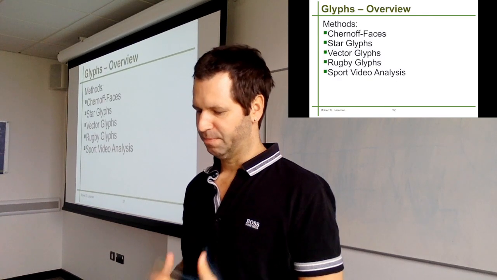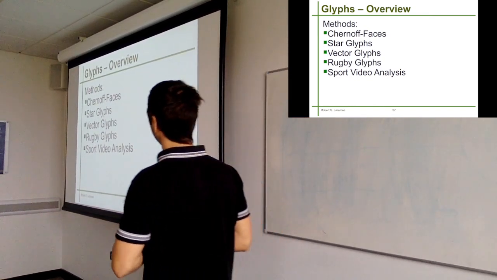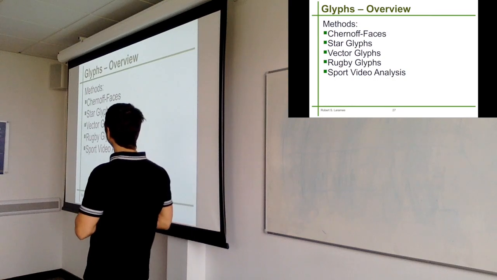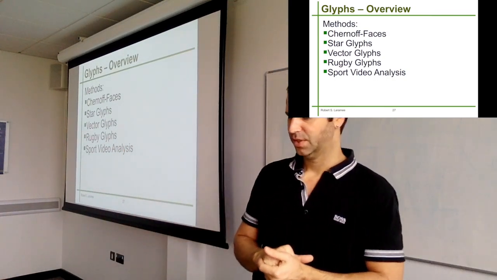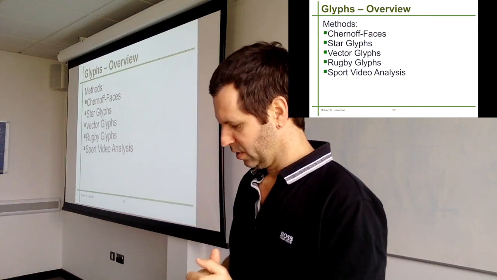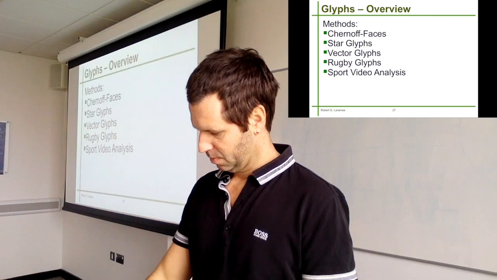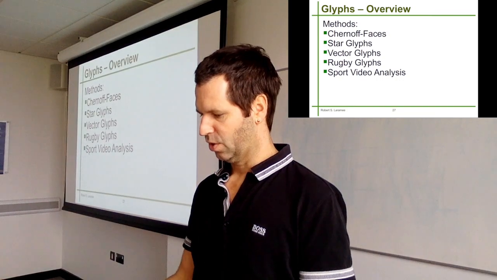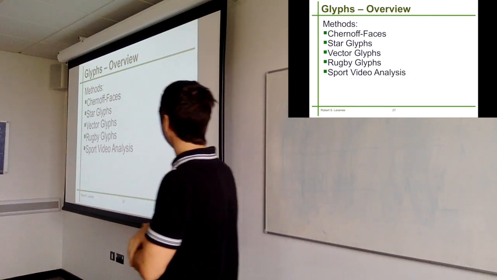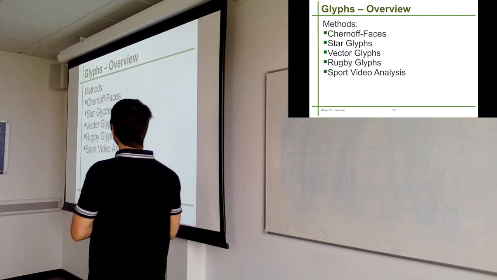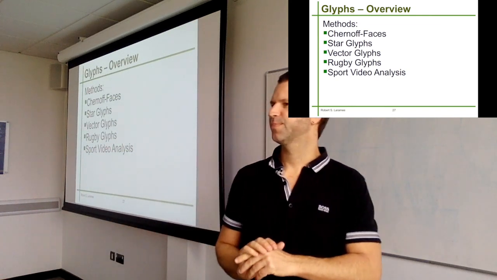So those are some examples of n-dimensional or multivariate or high-dimensional visualization aspects, and you can use all of those in your assignment one. We're going to go over some more, and we're going to start talking about glyphs. It's part of the next. Any questions so far?